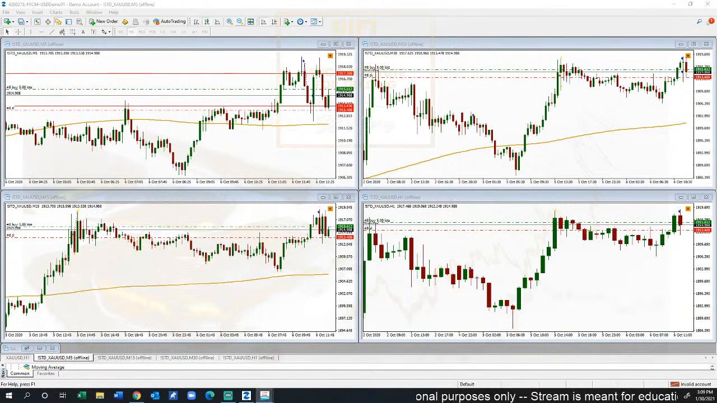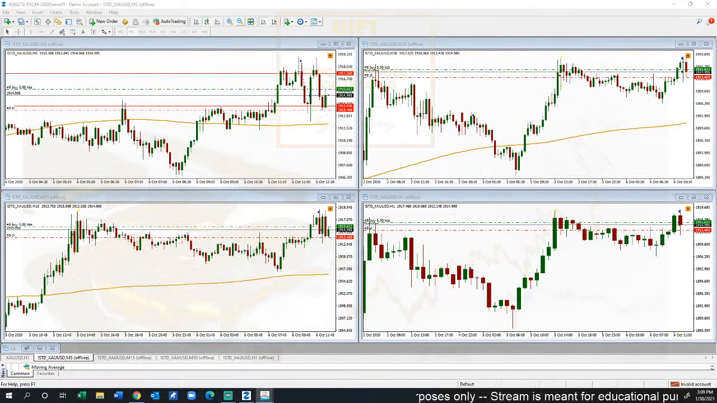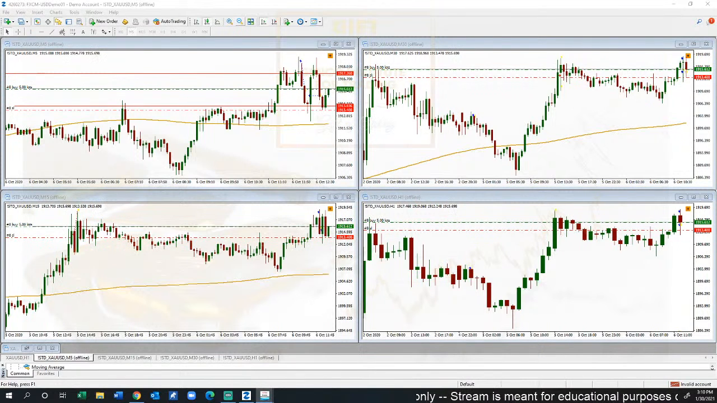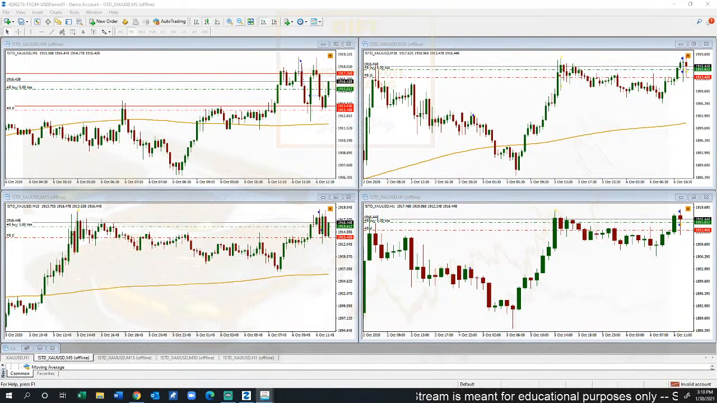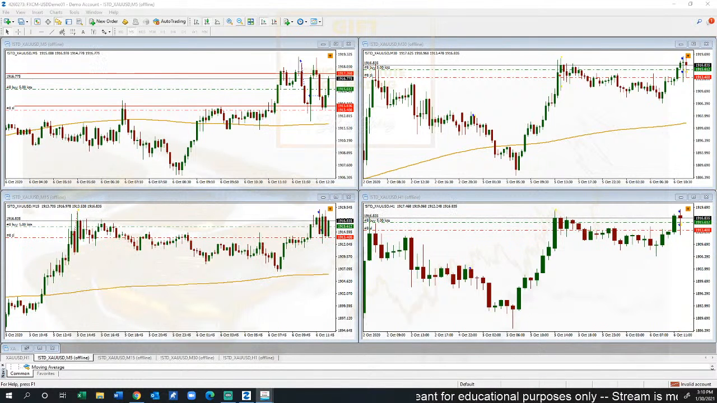Because I know Ted, and I'm sure you know Ted too. He trades gold quite a bit, and he always says in the last 10 minutes of the hour, you get that big move in gold sometimes. So that's the one thing I was kind of banking on here, that last 10-minute move.